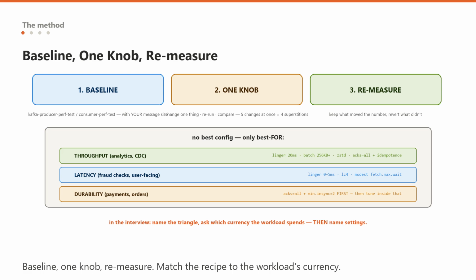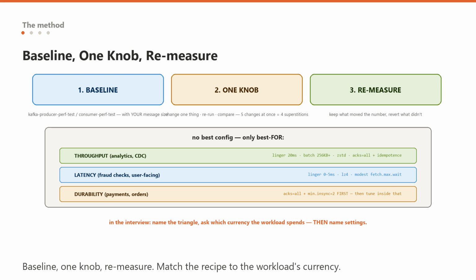Second, change one knob, rerun, compare. It is slower than changing 5 things, and it is the only way to know which change mattered. 5 changes at once that improve things by 20% teaches you nothing and leaves 4 superstitions in your config.